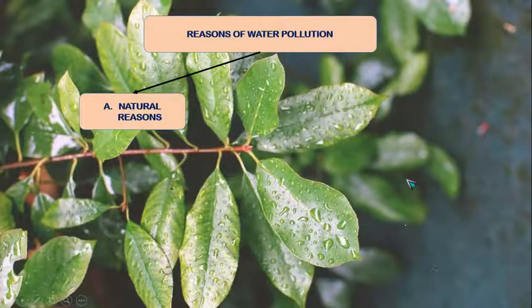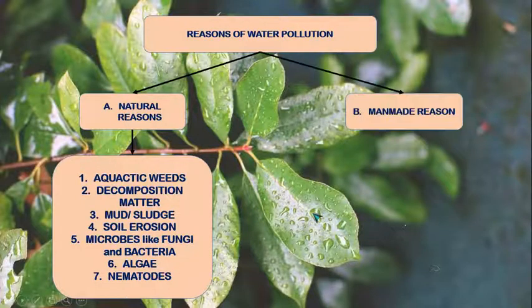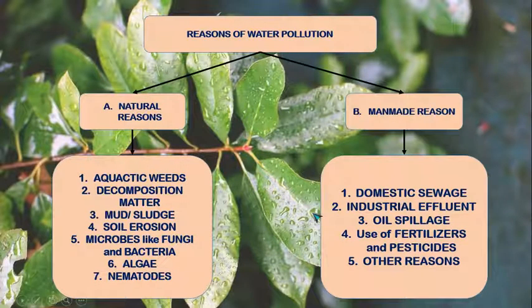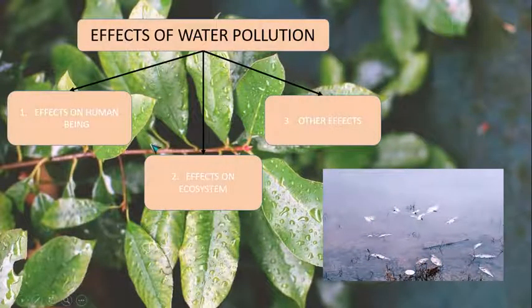Reasons of water pollution. Natural sources: aquatic weeds, decomposition of matter, mud or sludge, soil erosion, microbes like fungi and bacteria, algae, nematodes. Man-made reasons: domestic sewage, industrial effluent, oil spillage, use of fertilizers and pesticides, and other reasons. Effects of water pollution: effects on human beings, on the ecosystem as well, and other effects too.